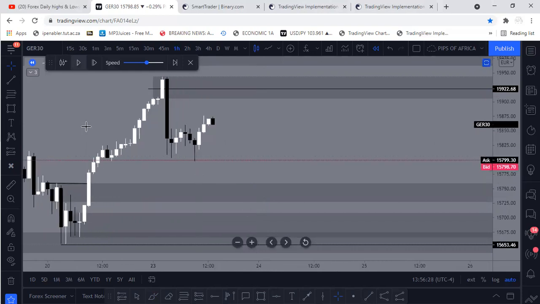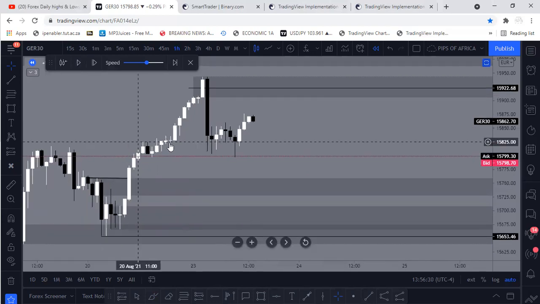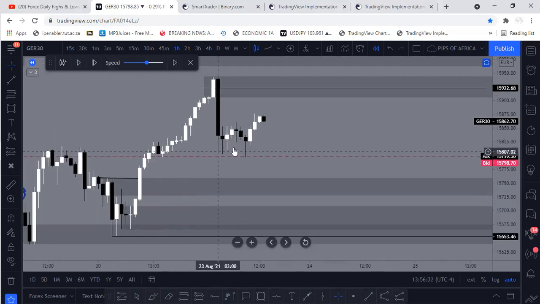Let me show you something. The market came back on these ones, on this 1, 2 smaller candlestick. Then it started rejecting on these areas, right? So let's wait and see what is going to happen now.